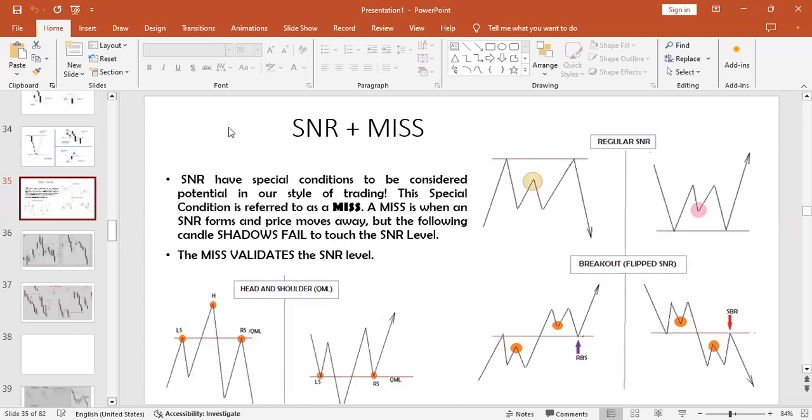This is what I've not taught in the youth. I've not really talked about it. About this miss. Miss is a special condition that is to be considered potential in every trading concept of SNR. This guy really lays emphasis on it.